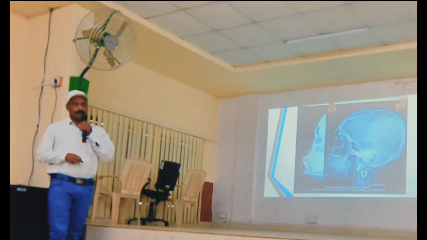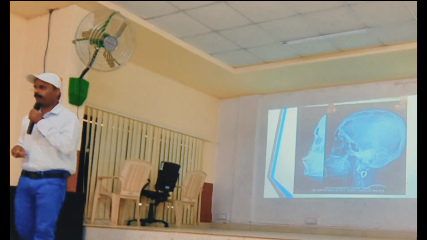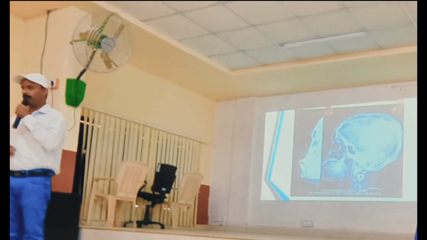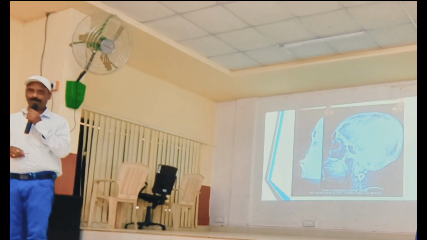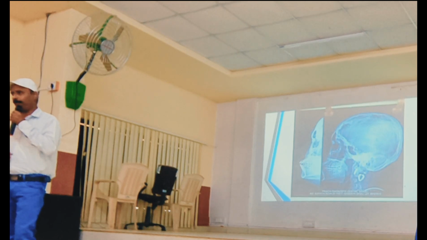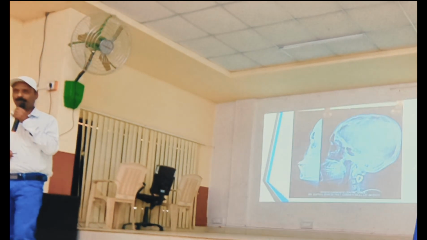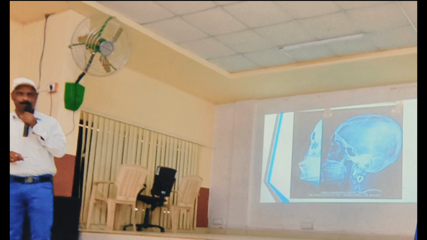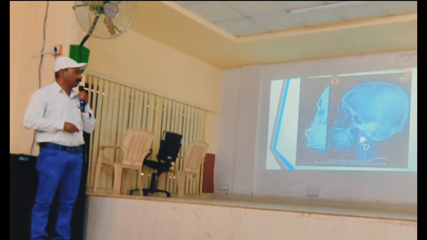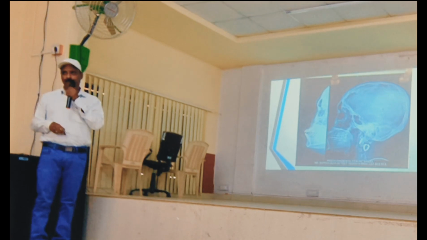Which view is this? Lateral view. Which area? You can call this the lateral view of the skull, or the lateral view of the brain, because it is a plane where you can see the lateral view. What are these structures of the body?